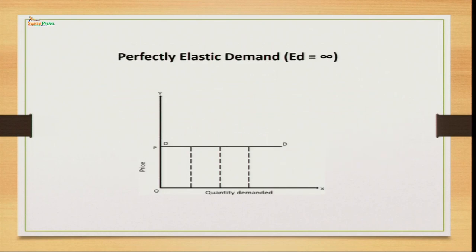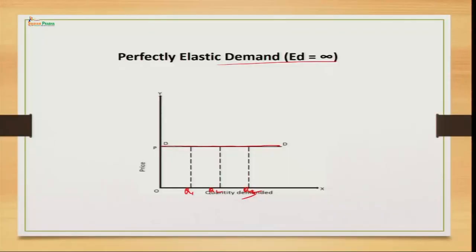You can see that on the x-axis we have quantity demanded, and on the y-axis we are representing the price, and this line shows that there is no change in the price, yet at the same price different quantities are being demanded, that is Q1, Q2 and Q3. So a lot of change has taken place in the quantity demanded with no change in the price, and that is how we define it as perfectly elastic demand. This is a case which does not exist in real life, because there are basically no such goods where, without a change in the price, we have a lot of change in the quantity demanded. So this was your perfectly elastic demand.